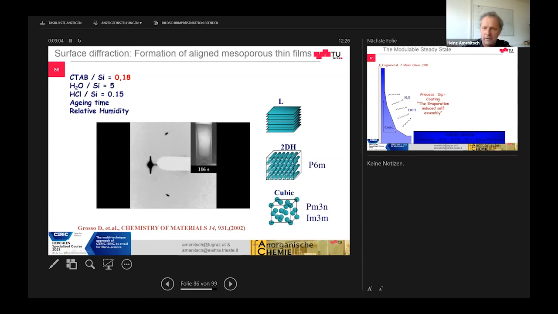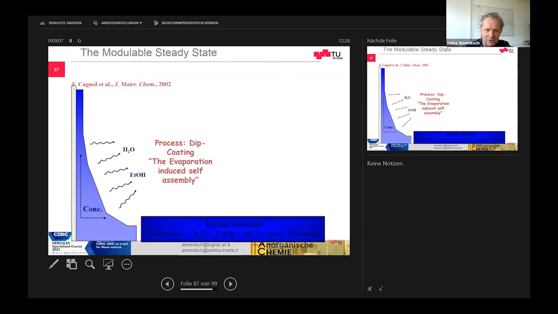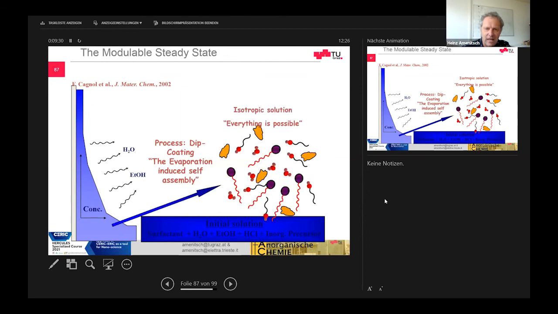So what is now important, what you learn here, is that you have an initial solution where you have surfactant, water, ethanol, the inorganic precursors, HCl. Ethanol is evaporating during the film formation. You have a very thick film in the beginning. With the ethanol evaporation, the film thickness is shrinking over time. So you have an isotropic solution, everything is possible.